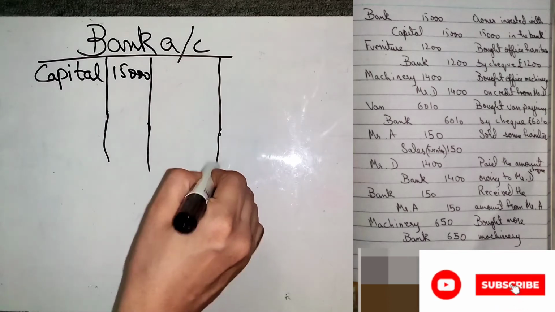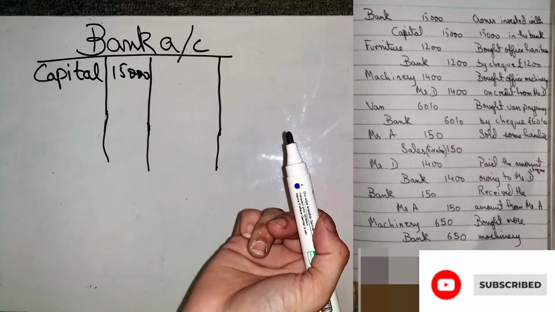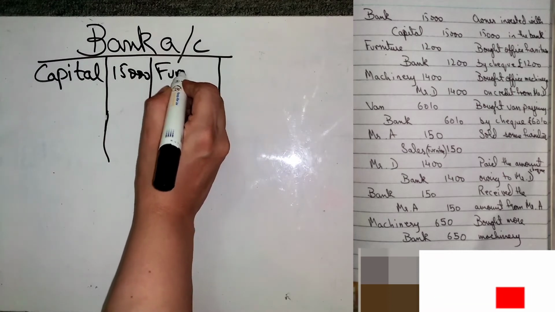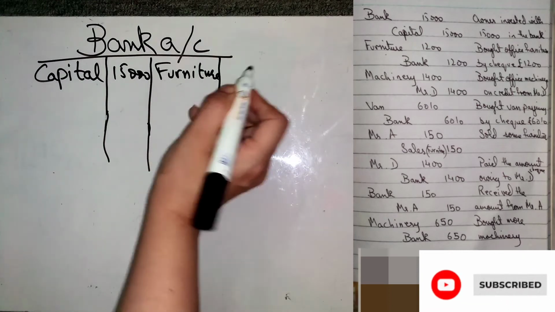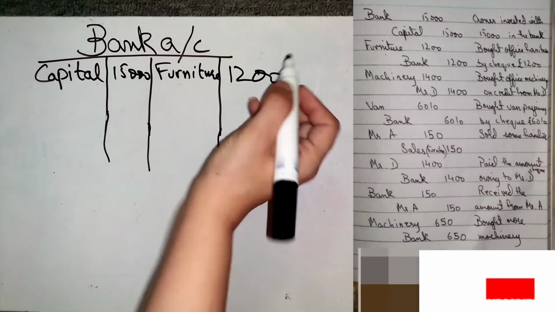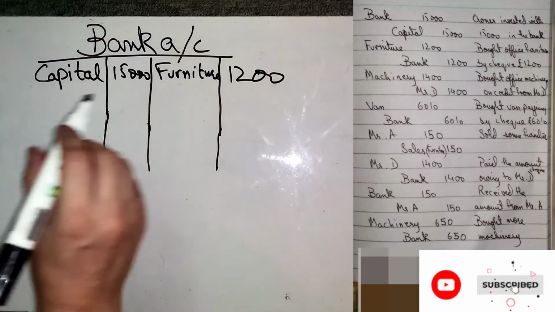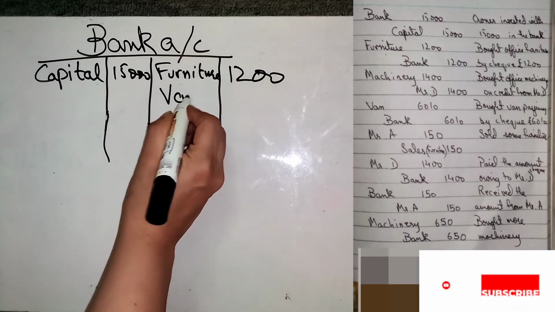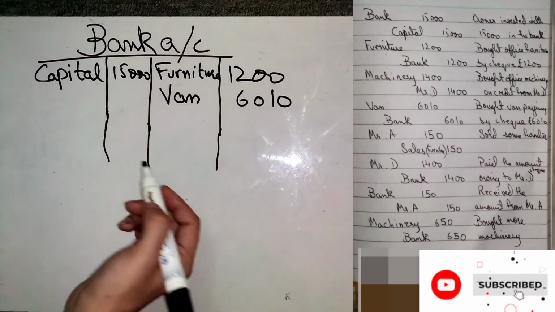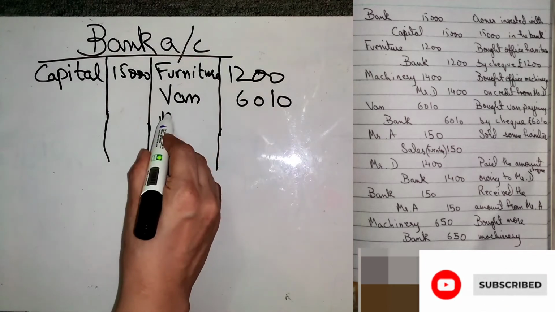And then comes the second entry, in which furniture to bank. Bank was on the credit side. So we will write furniture on the credit side. We will not write bank account again because this is already the bank account. And then van to bank. Bank was on the credit side, so van will also be on the credit side. And then comes Mr. D to bank.